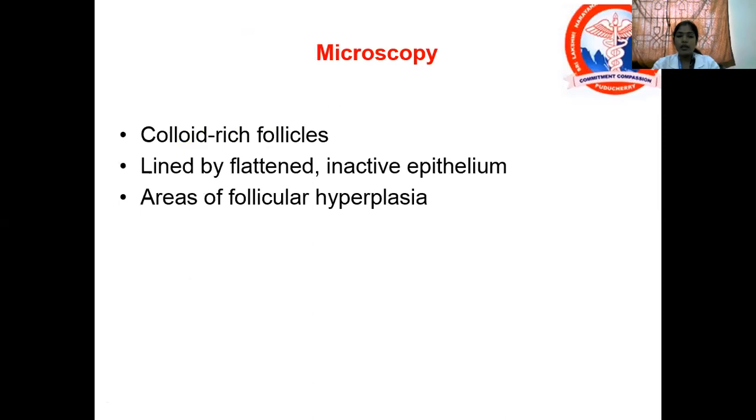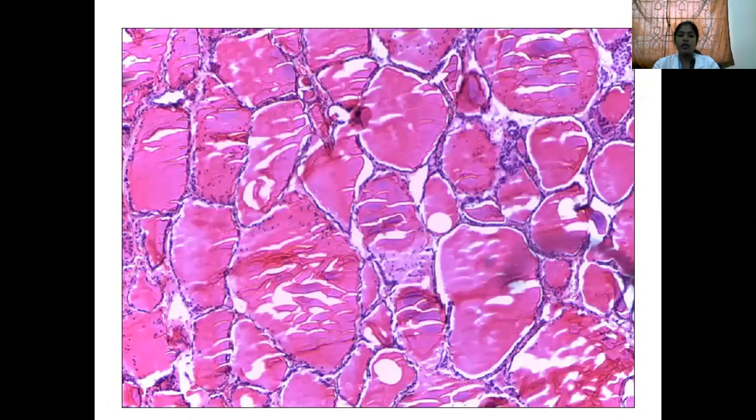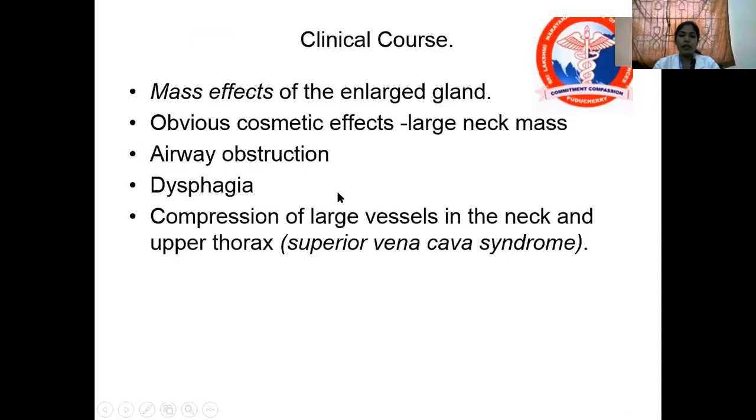Microscopically, there will be colloid-rich follicles which are lined by flattened inactive epithelium and areas of follicular hyperplasia. So this is a histological picture where you can see colloid-filled follicles which are lined by flattened cuboidal epithelium.